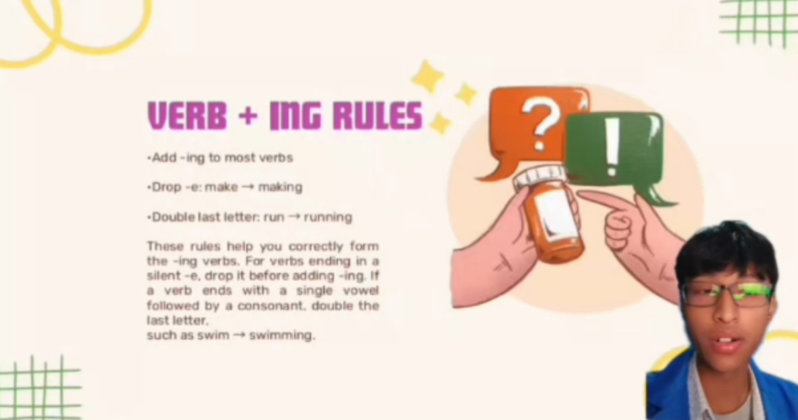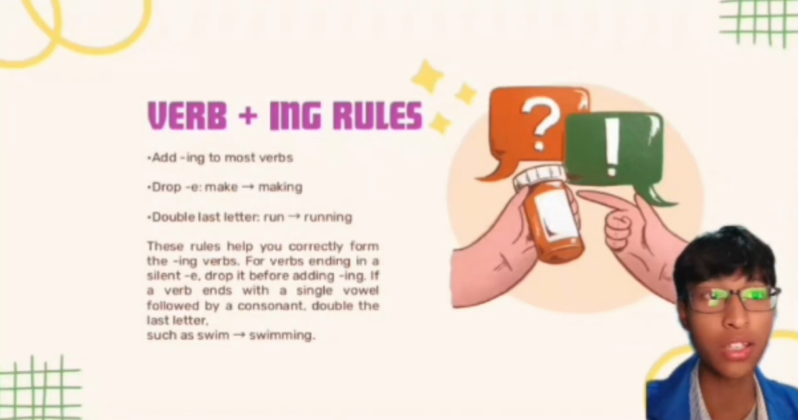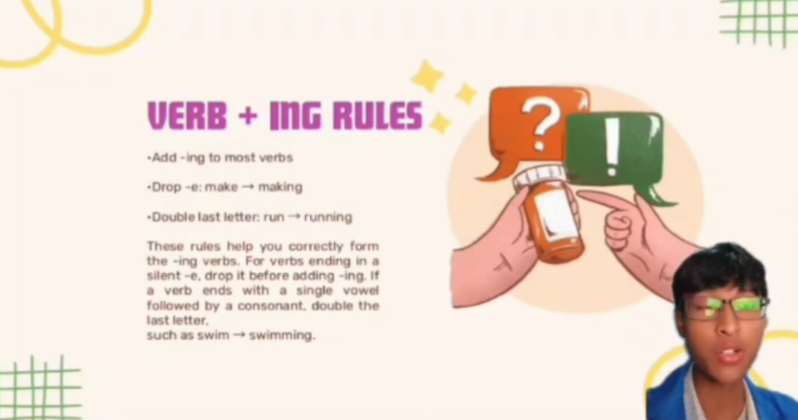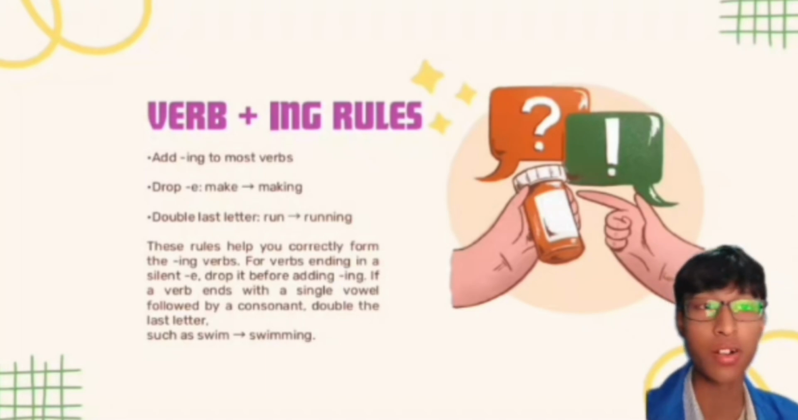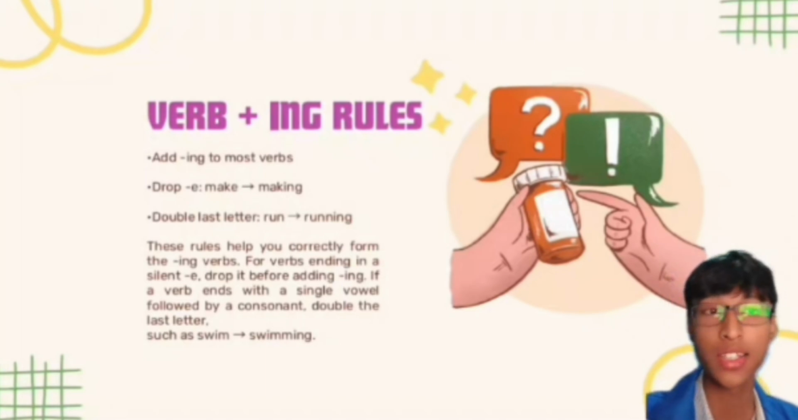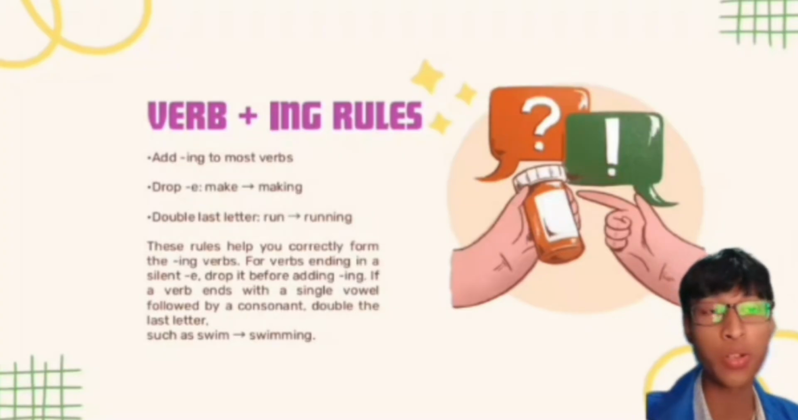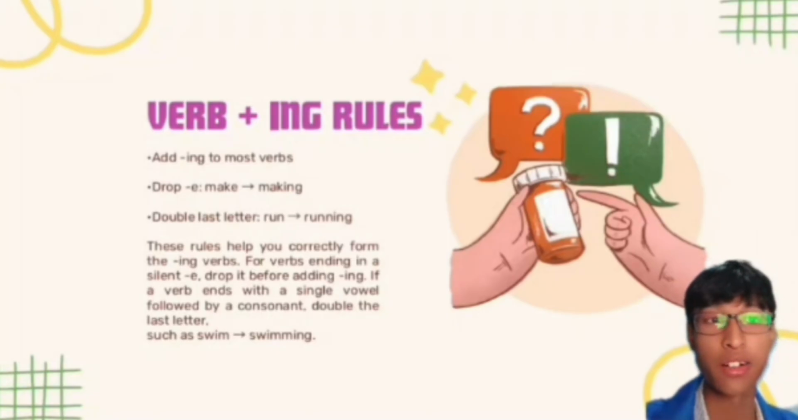Now it is for the verb plus ing rules. The formula for it is add ing to most verbs. Drop e, make equals making. Double last letter, run equals running. These rules help you correctly form the ing verbs. For verbs ending in a silent e, drop it before adding ing. If a verb ends with a single vowel followed by a consonant, double the last letter, such as swim, swimming.